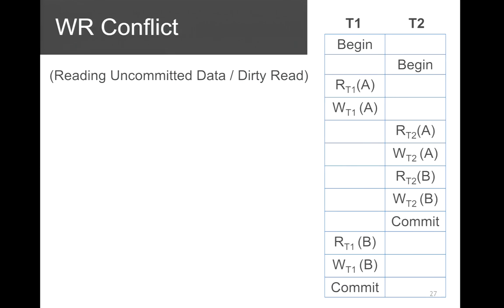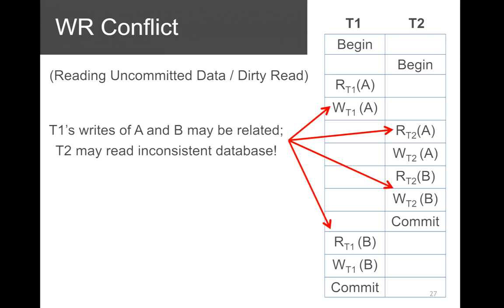Okay, write-read conflict. What does that look like? Now here you have a schedule with T1 reading A, writing A, reading B, writing B, committing. T2 reads A, writes A, reads B, writes B, and commits. Notice that the writes of A and B that T1 does might be correlated in some non-trivial way. In our example, where we transfer some money from the checking to the savings, the writes of A and the writes of B are related. They are not independent.